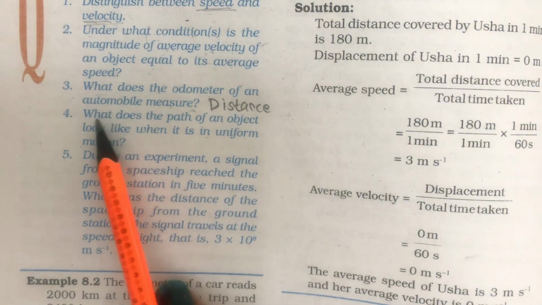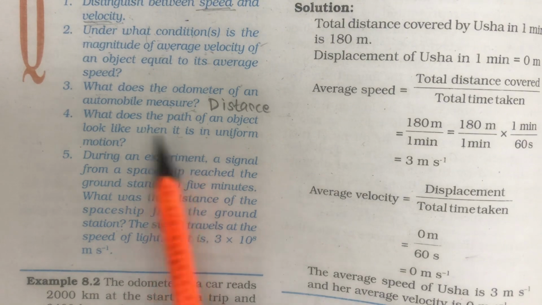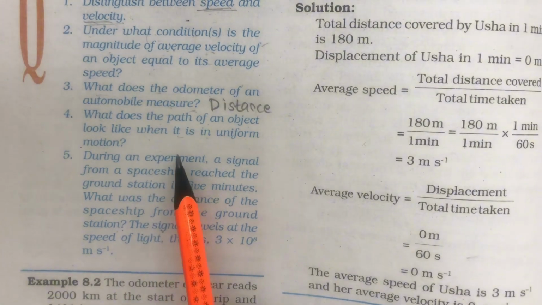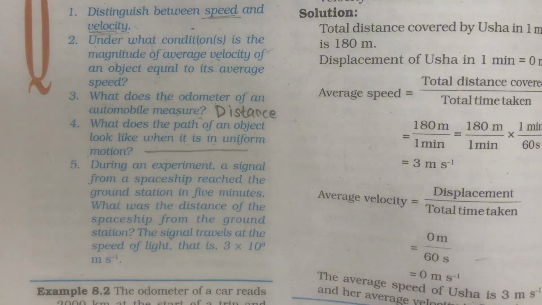Okay. The fourth question, what does the path of an object look like when it is in uniform motion? So when it is in uniform motion, it will be in a straight line.